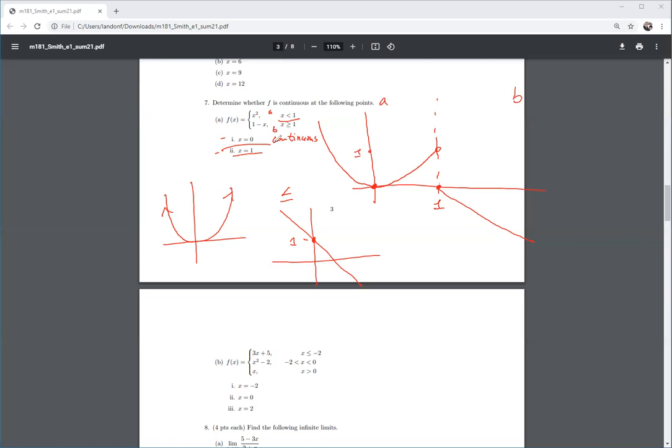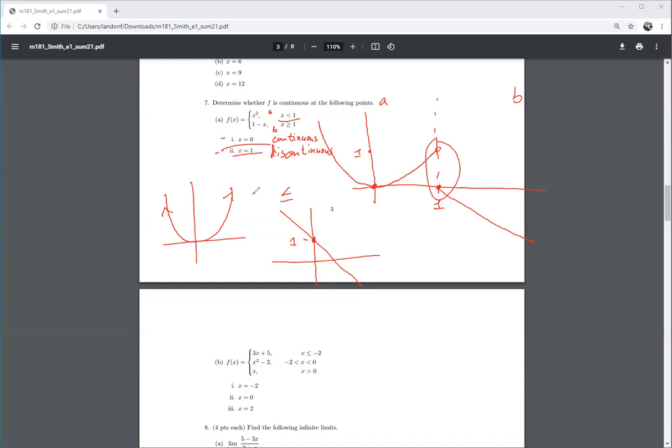What about x equals 1? Discontinuous. Yeah, exactly. It's discontinuous there. We got a jump discontinuity. So yeah, it's discontinuous there. All right, so yeah, that's about it for that one.